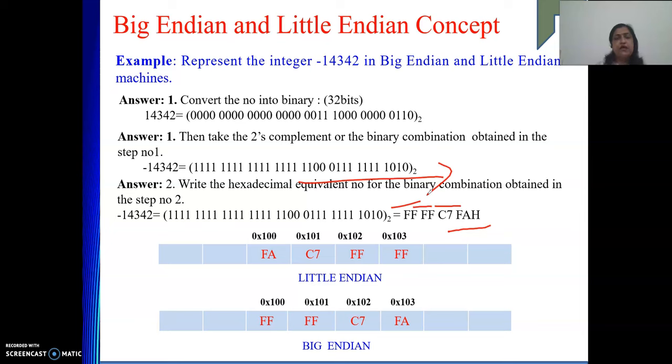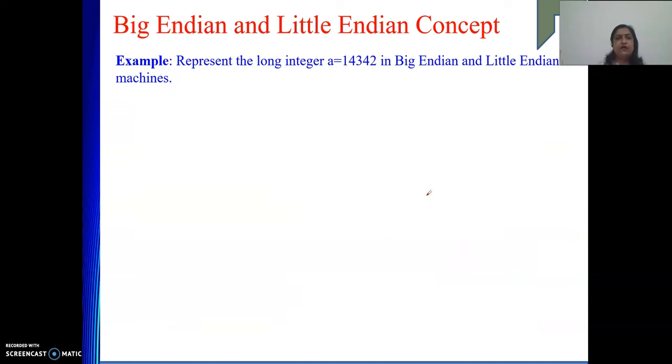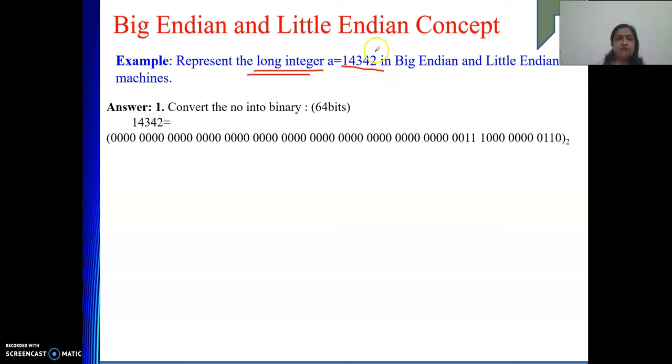Next, I will do one more example. In this example, I have taken a positive integer only. You can take negative also, but I am going to store it as a long integer. So what will be the length of a long integer? If my integer is taken to be 32 bit, long integer will be of 64 bit, right? That is the only difference. So first we'll convert this number into 64 bits. Mostly all these zeros are coming. This part is our actual binary combination.